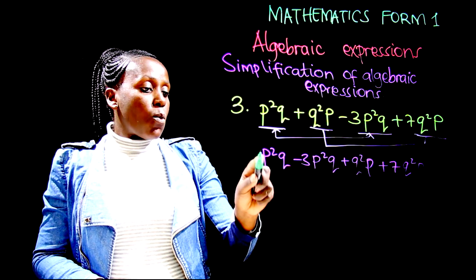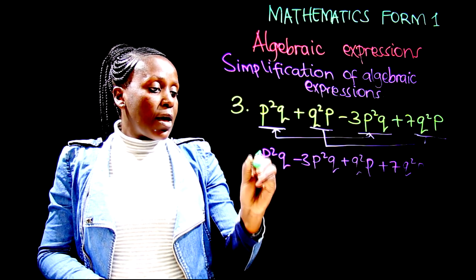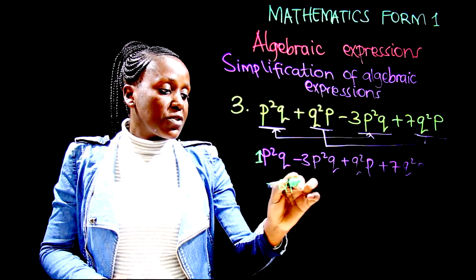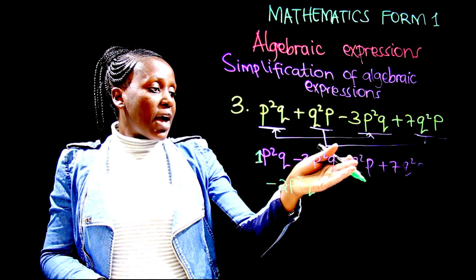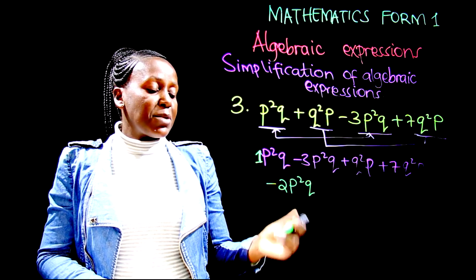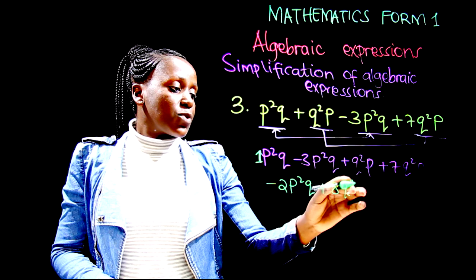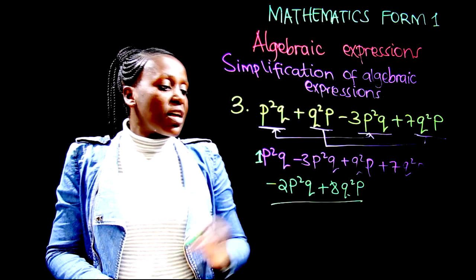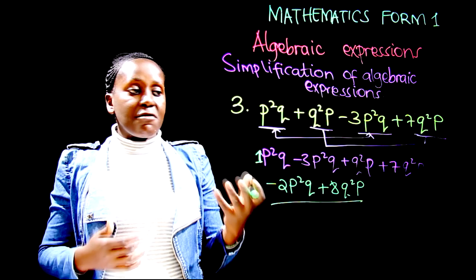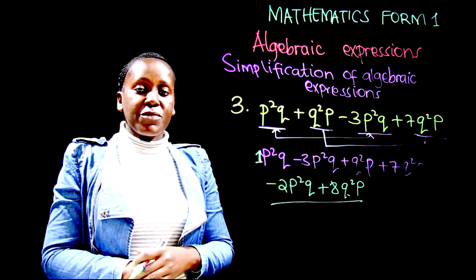So here we have 1, okay, this is 1 minus 3, which is equal to negative 2p squared q. Then we have 1 q squared p plus 7 q squared p, which is equal to 8 q squared p. So this becomes the simplified expression for this expression.